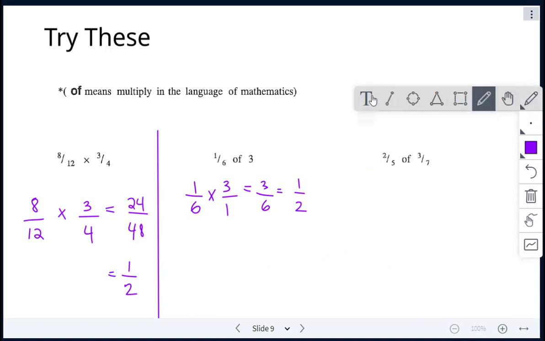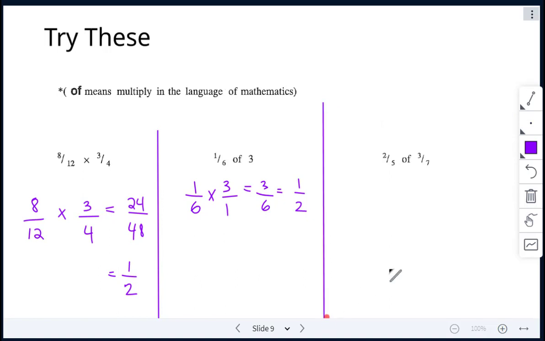And the last question, so again, of means to multiply. So 2 over 5 times 3 over 7. We can't do any reducing here, so let's just multiply our numerators. So 2 times 3 is 6, and 5 times 7 is 35, and we can't reduce any further, so our answer is left as 6 over 35.